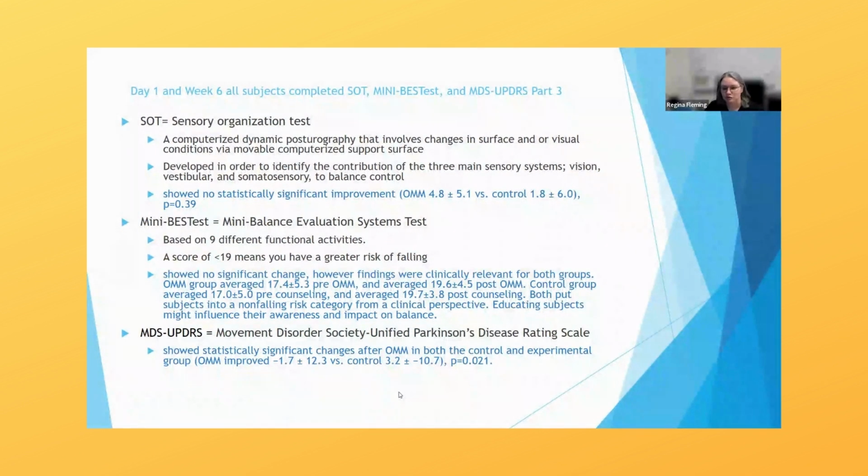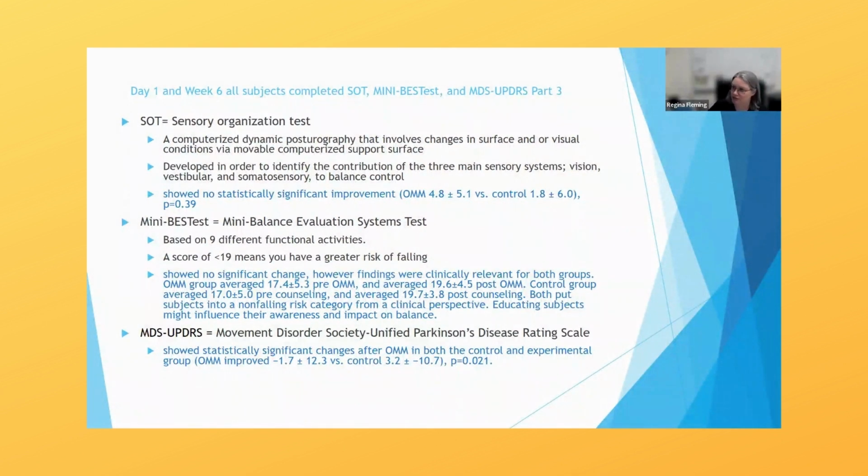Now, when they did their Movement Disorder Society Unified Parkinson's Disease Rating Scale, for this study they only did part 3, but it did show statistically significant changes after OMM in both the control and the experimental group here. They had an improvement of 4.3% in motor function. Once again, it did not show a statistically significant change in balance, but we do see some clinically relevant changes, we believe. And that's it really for that study.